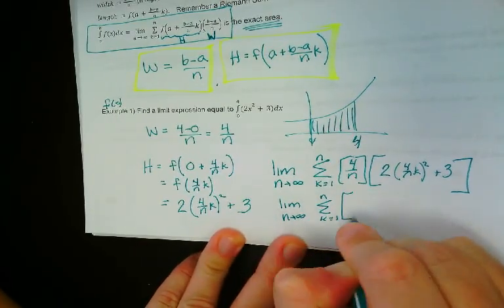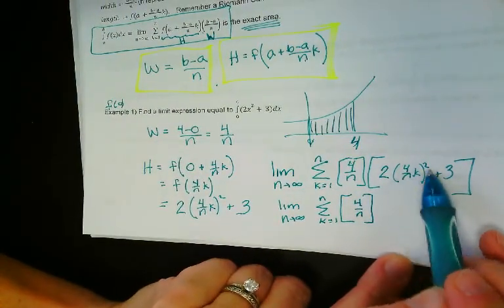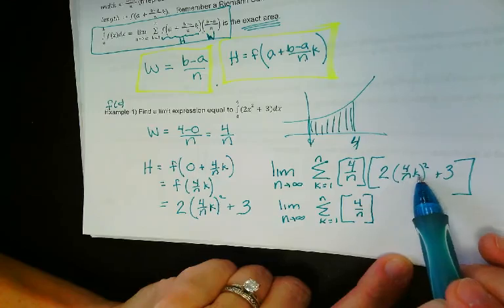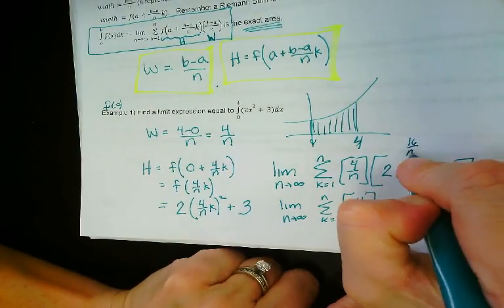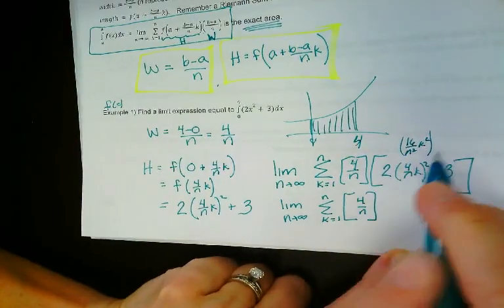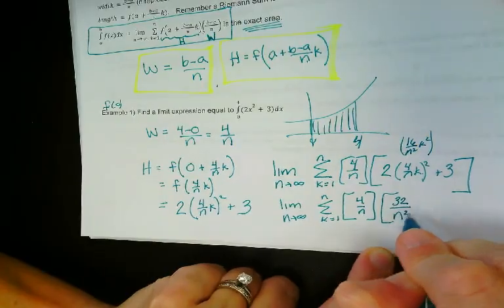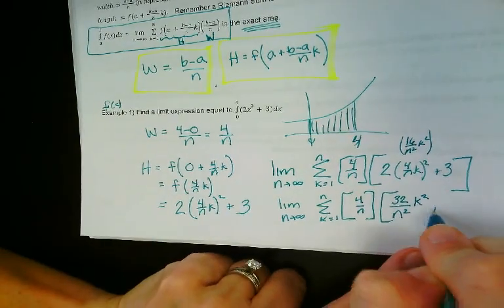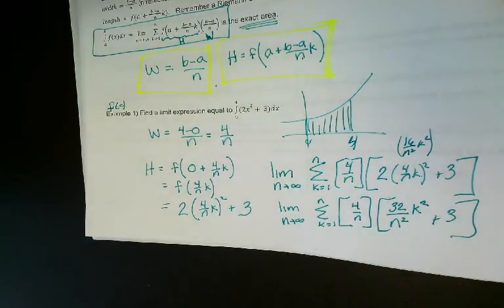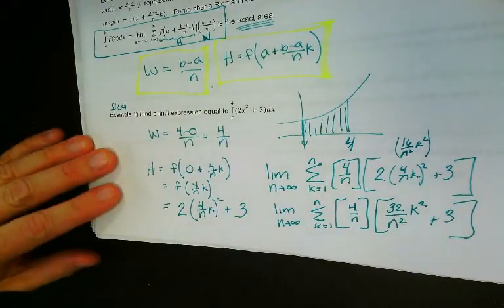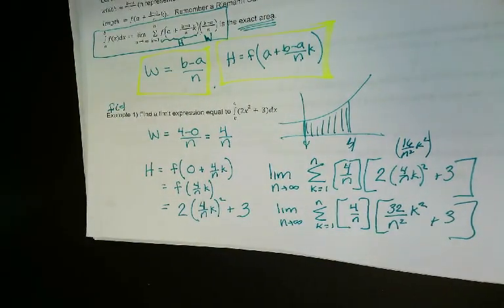K equals 1 to n, so I have 4 over n. If I square this, what would I get? Perfect, 16 over n squared k squared, and then I'm going to multiply that by 2. So they might actually write 32 over n squared k squared, and then plus 3. That's the only thing. If I don't see that choice, then I'll work out my math. But our job is only to match it up. We are not evaluating this. It's not calculator, it's not non-calculator. You just got to write the equation and match it up.